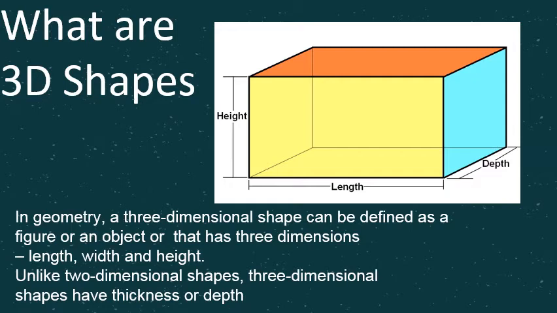Unlike two-dimensional shapes, three-dimensional shapes have thickness or depth. So a two-dimensional shape is only the yellow part that has height or length, but three dimensions get the depth as well. So like a human being, we as a person are three dimensions and not two dimensions.